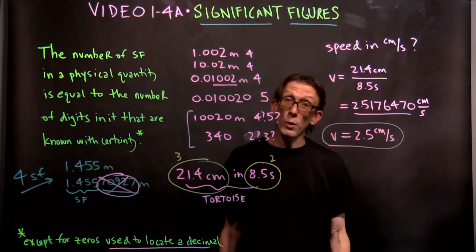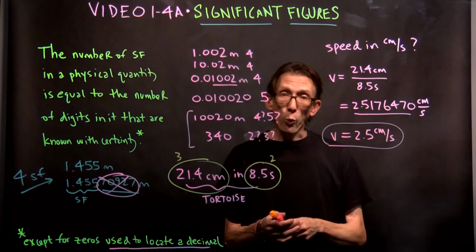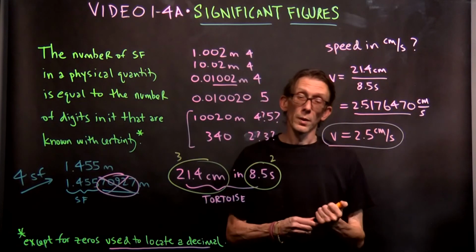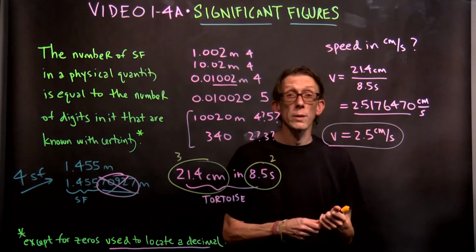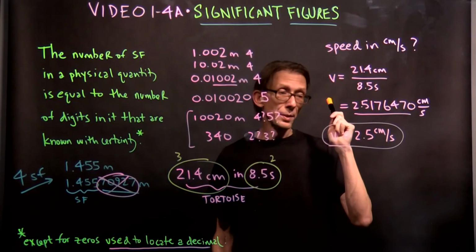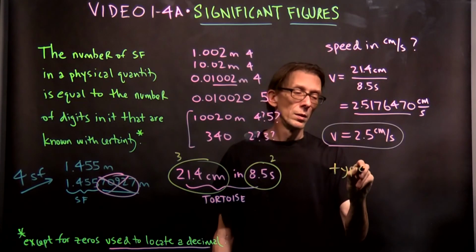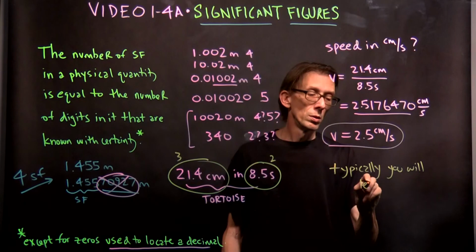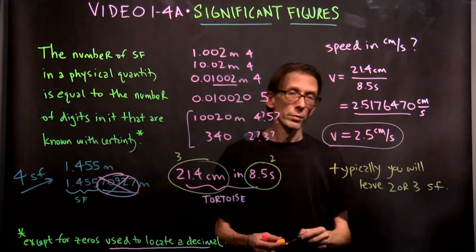Now, typically in problems that we work in class, you're going to be looking at answers with 2 or 3 significant figures. Very rarely will you have only a single significant figure. There are a handful of cases where you'll have to keep more than 2 or 3. Those cases will be fairly obvious. Typically, when you work problems in this class, you will leave 2 or 3 significant figures.